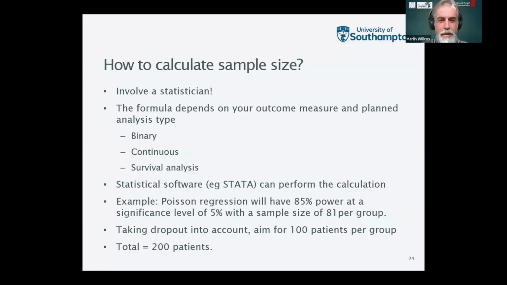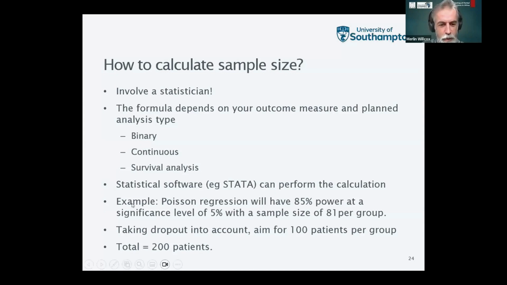To calculate a sample size, basically you need a statistician, and the formula depends on your outcome measure and your planned analysis type. If you have a binary outcome measure, like someone's positive or negative, someone's either cured or not cured, that's fairly easy to do. There are some standard formulae that you can use. But for survival analysis, it's more complicated. You really do need a statistician, but essentially it's done using statistical software like Stata.